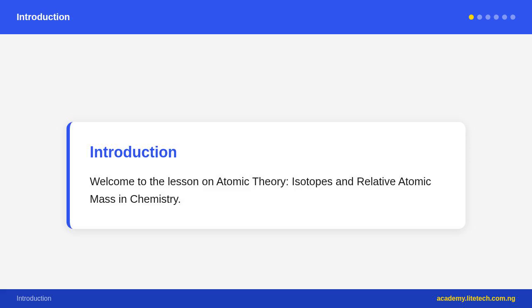By the end of this lesson, you will describe the evolution of atomic theory, define isotopes and explain their existence, calculate relative atomic mass from isotope data, and apply these concepts to WAEC examination problems.